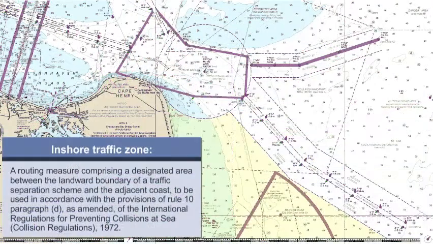Inshore traffic zone is a routing measure comprising a designated area between the landward boundary of a traffic separation scheme and the adjacent coast, to be used in accordance with the provisions of Rule 10, Paragraph D, as amended, of the International Regulations for Preventing Collisions at Sea, Collision Regulations, 1972.